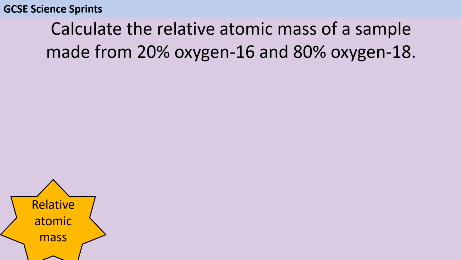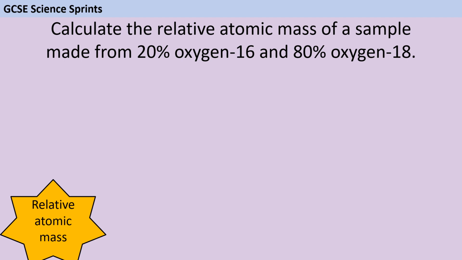When we say isotopes, we mean different atoms that are both the same element, so they contain the same number of protons, but because they contain different numbers of neutrons, they have different masses. So the oxygen-16 atom has 8 protons and then 8 neutrons, whereas the oxygen-18 atom has 8 protons and 10 neutrons. So where we're trying to calculate the relative atomic mass, what we're really saying is, on average, how heavy are these atoms?